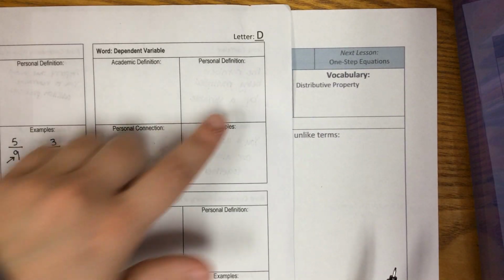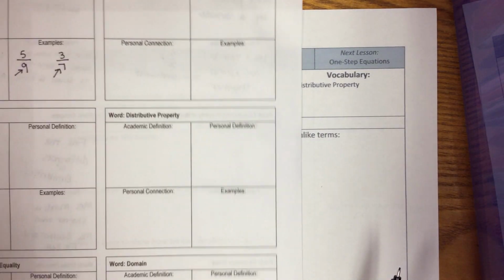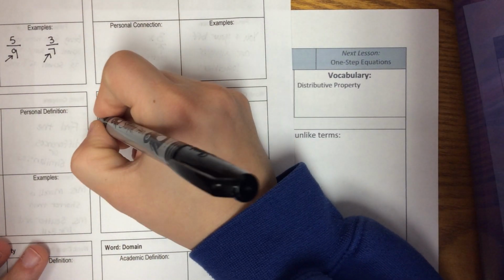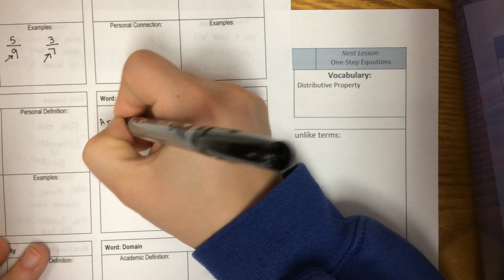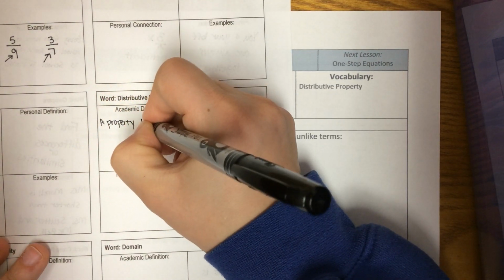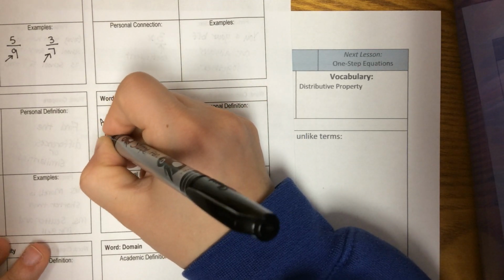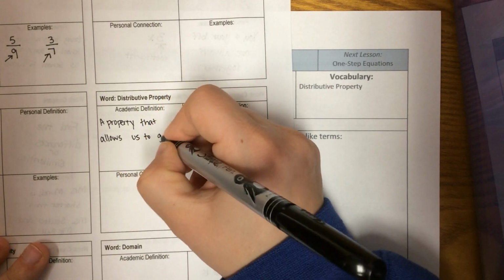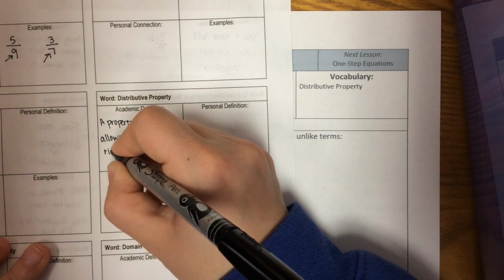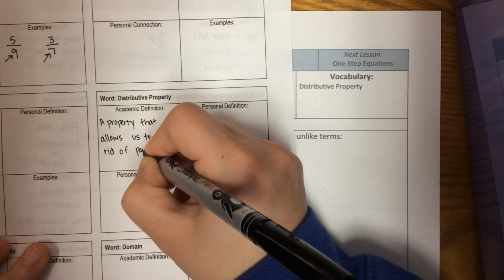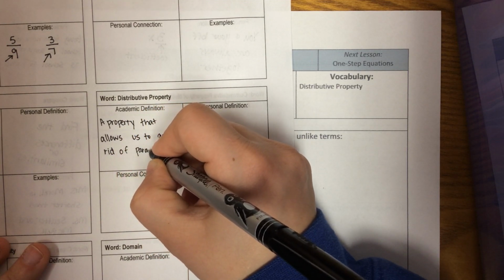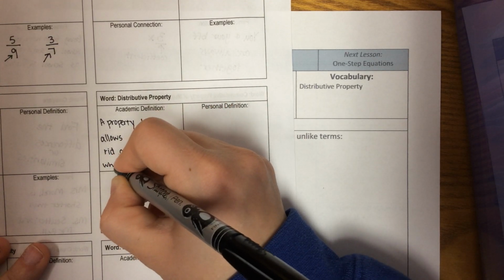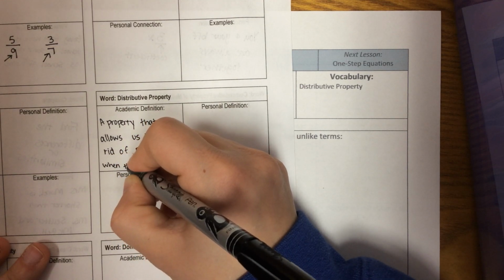Okay, so we're on page 4, letter D. Distributive property, it's in the middle on the right side. Okay, so the distributive property is a property that allows us to get rid of parentheses, spelled that wrong, sorry, when there's multiplying and dividing, or when there's multiplying and adding.